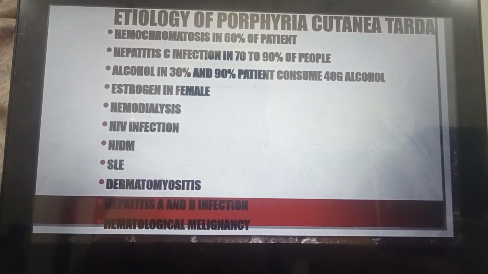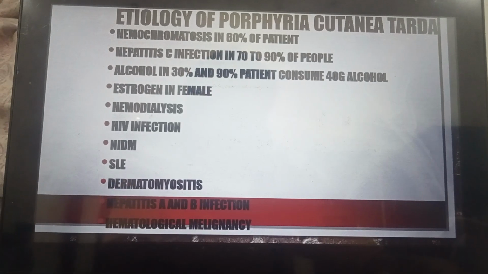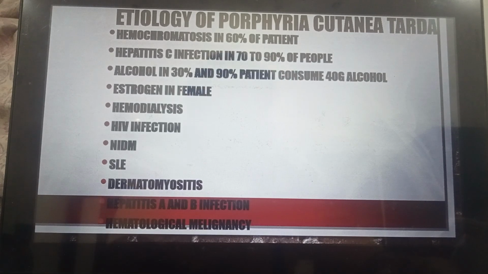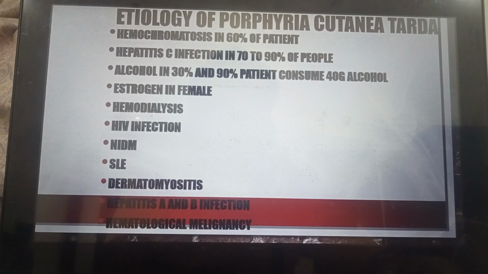Etiology of Porphyria cutanea tarda. So most of the porphyrias, especially Porphyria cutanea tarda, are caused by the excessive accumulation of iron in our body. More than 60% of patients of Porphyria cutanea tarda are due to excessive iron in our body. This excessive iron leads to hemochromatosis.